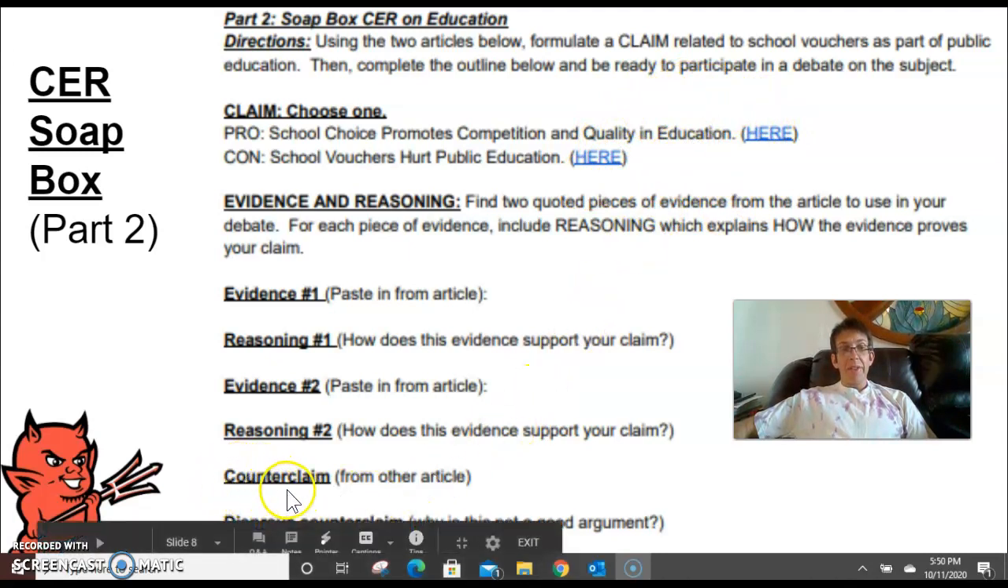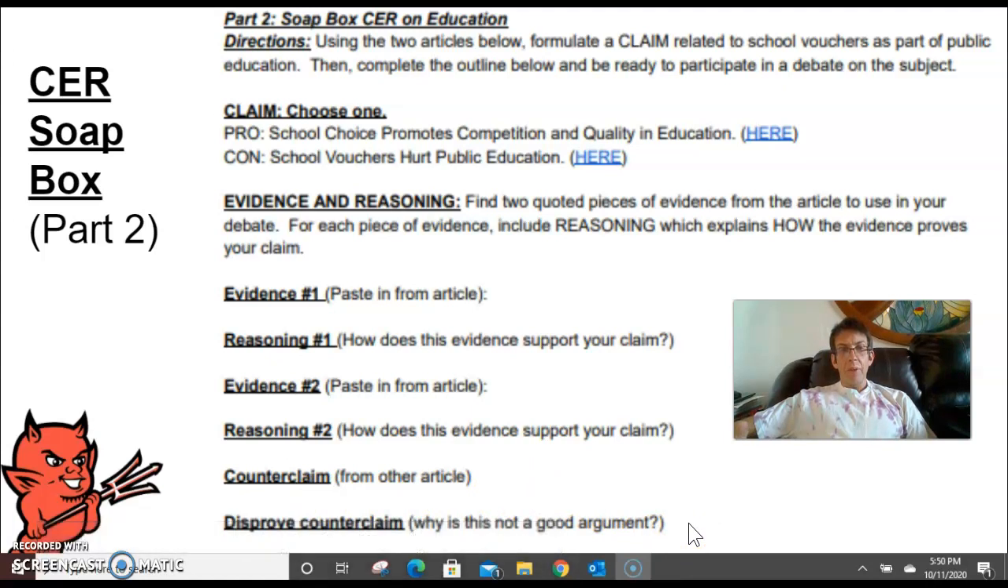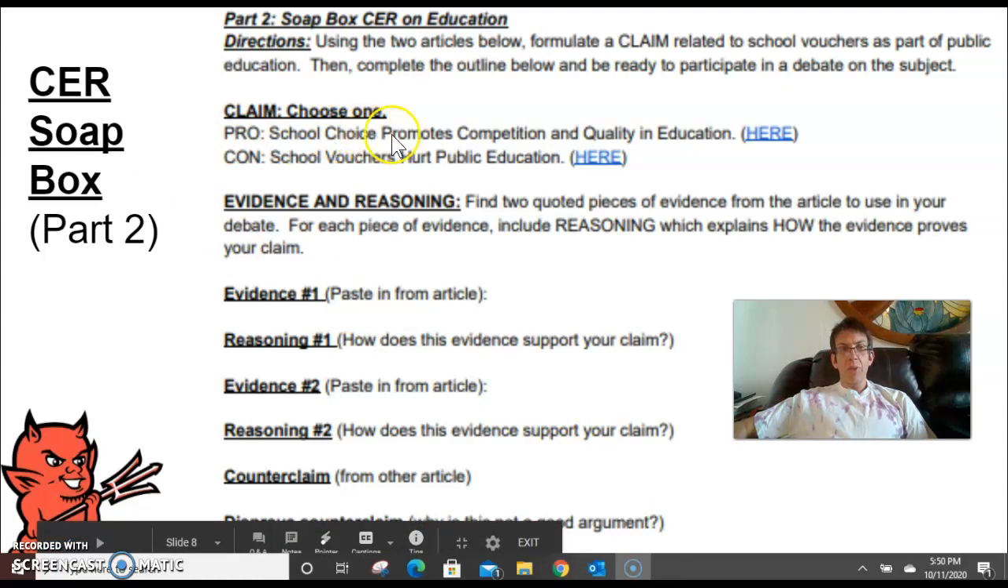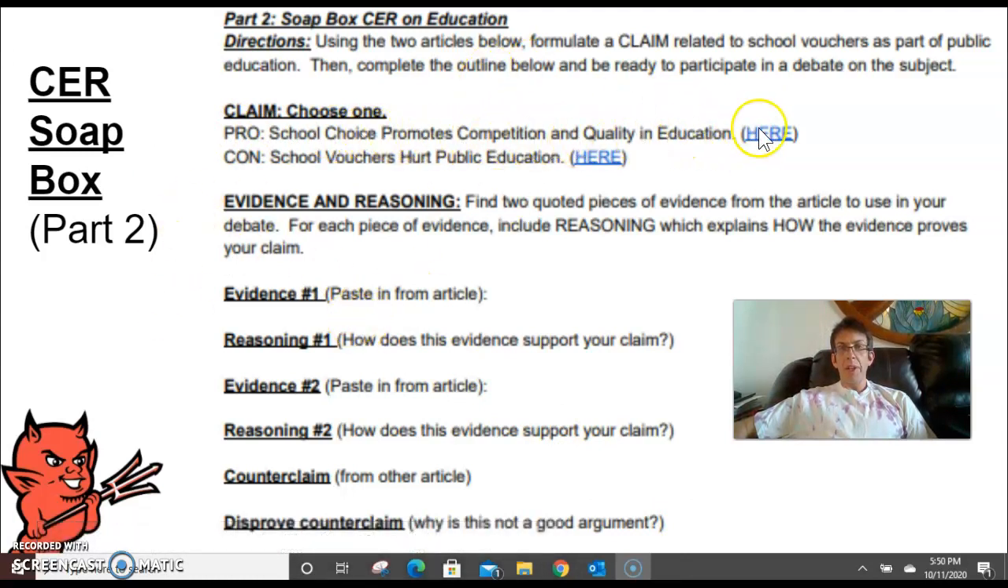But check it out, guys. You do need to provide a counterclaim here. And then you need enough information to be able to disprove your counterclaim. So what that means, let's say I choose this pro right here: school choice promotes competition and quality in education. That's what I'm going to be going into, finding my evidence, etc.